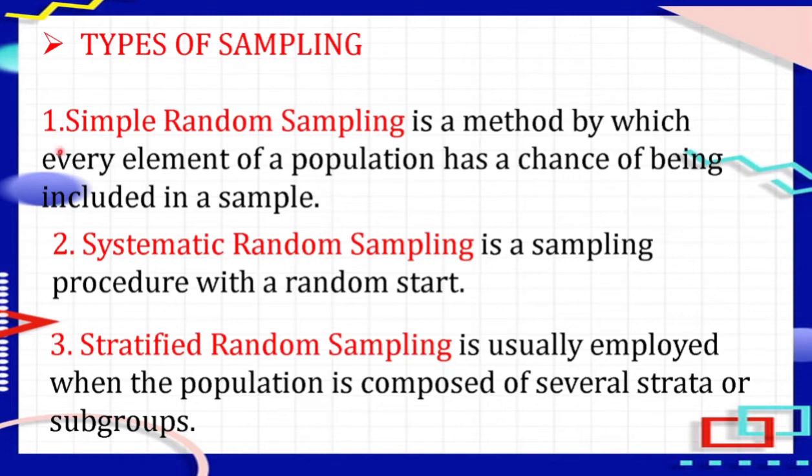The first one is simple random sampling. It is a method by which every element of a population has a chance of being included in a sample. So, ibig sabihin, halimbawa, ang population ay 1,000. So, gagawa ng strip, ilalagay sa bowl. Pero, kung ang gusto nyo naman ay 100 lang na sample, so 1,000 yung nasa bowl na names, kukuha lang kayo ng 100 na strips. At yun ang gagamitin mo sa iyong research.